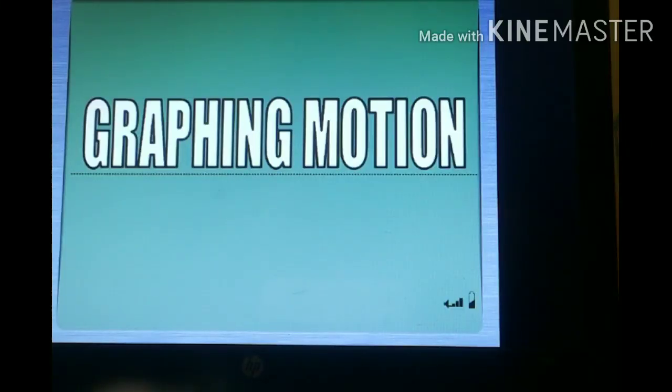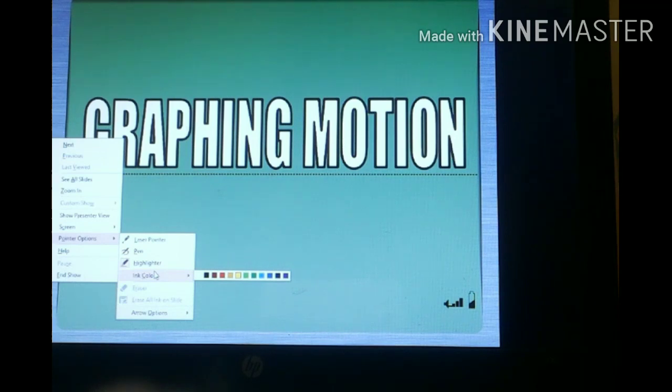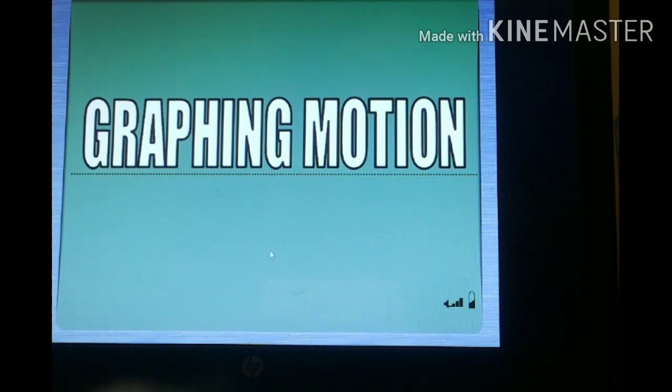Hello students, today we will be studying part B of motion in one dimension. It includes the graphical representation of an object moving in a straight line or in any manner, and how we can represent it graphically.